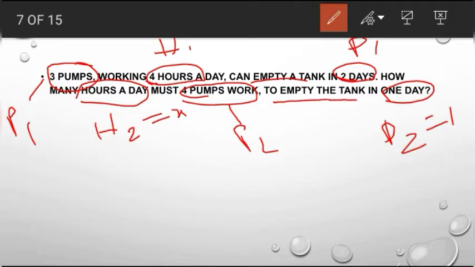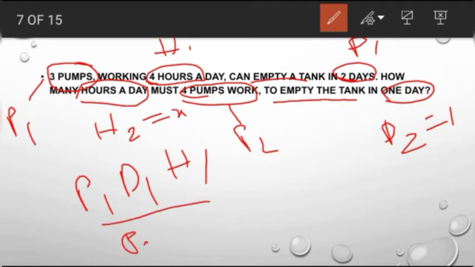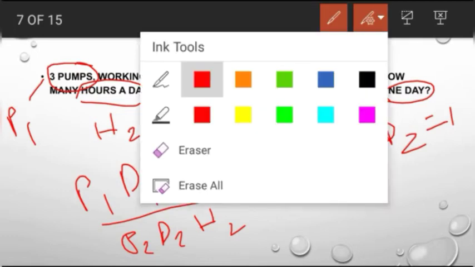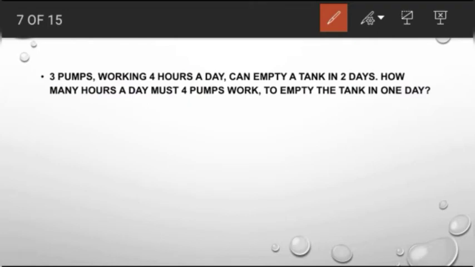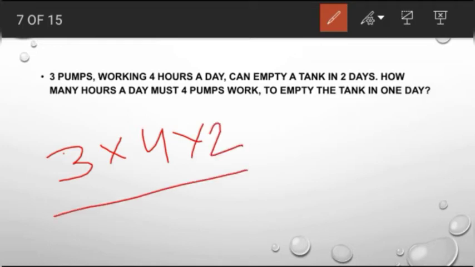So P1 D1 H1 by P2 D2 H2 equals 1, because it is the same work. Okay. Now let us substitute all the values. P1 is 3, into how many hours? 4, into how many days? 2, by P2, how many pumps?